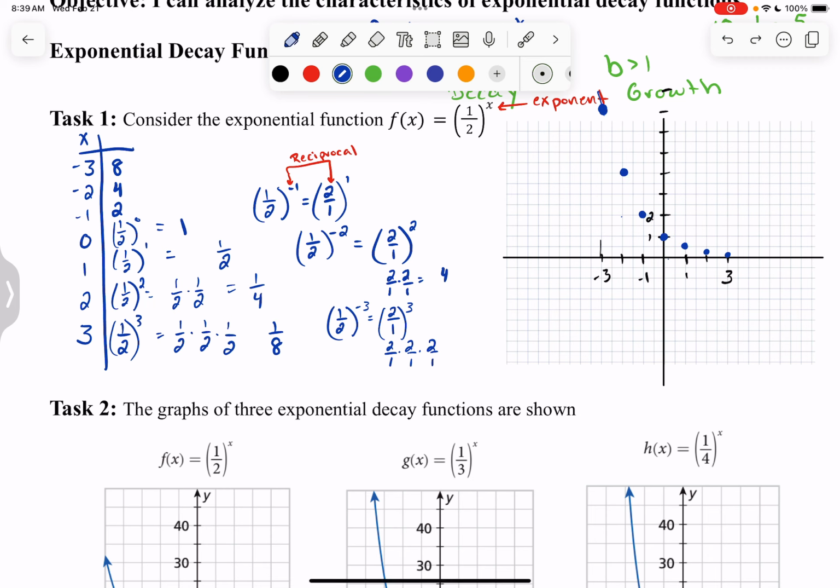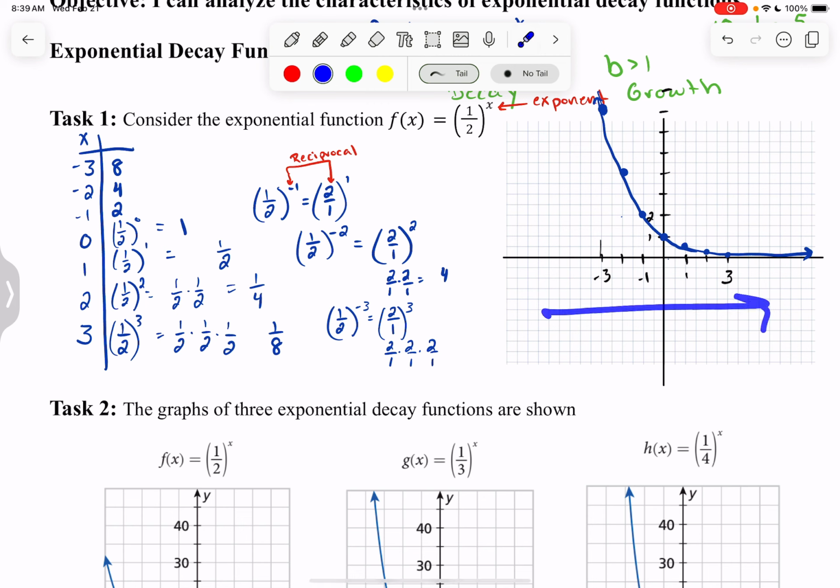I don't know, maybe there at the end. We'll try to do them a little better. Again, it's a curve. It's not a straight line. It does not have a slope. So basically it looks like it's just kind of the reflection of our growth. It goes down. So as I read this graph from left to right, my graph goes down. The graph goes down from left to right. So this is a decay function.